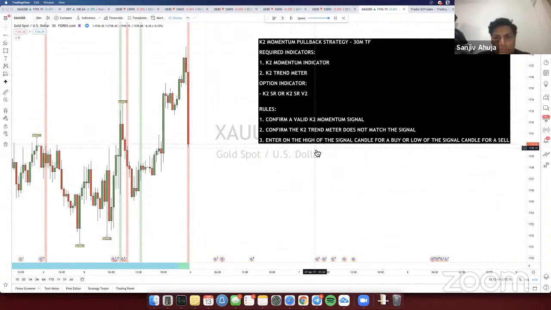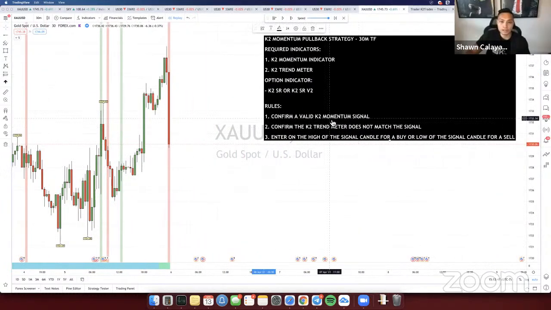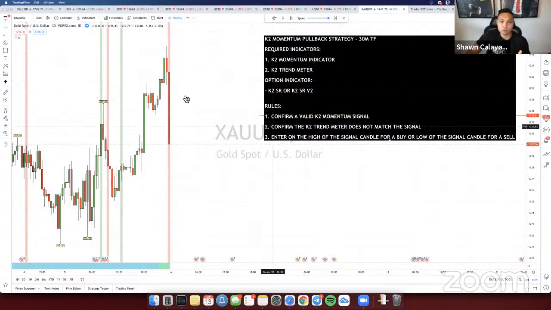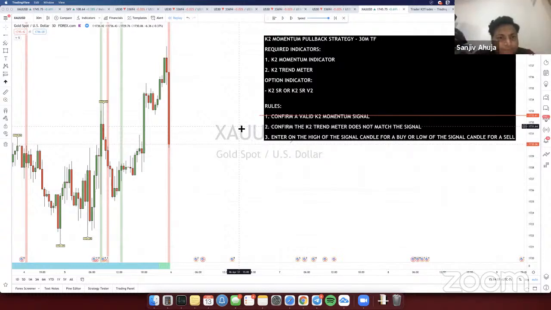So looking at this right here, first requirement, you want to confirm a valid K2 momentum signal. So right here, we have a valid sell signal, right? It's red. So we have a valid sell signal here. For the second requirement, you want to confirm that the K2 trend meter does not match. So before, we were matching, so we wanted green and green. For the momentum pullback strategy, we want it to be opposite, red and green or green and red.